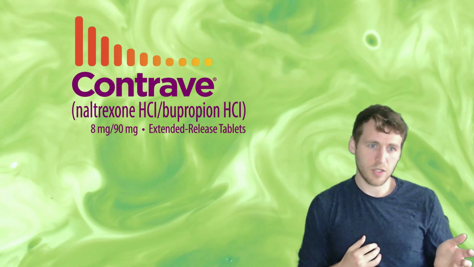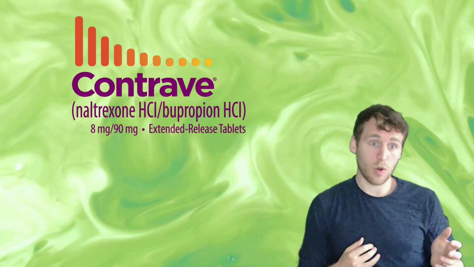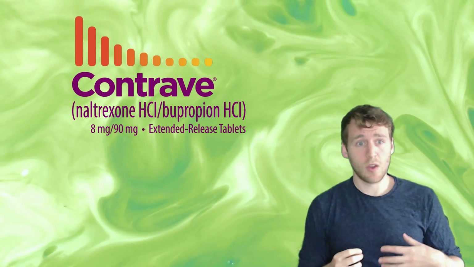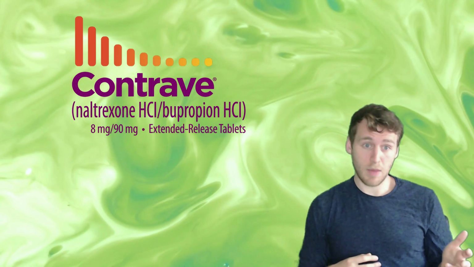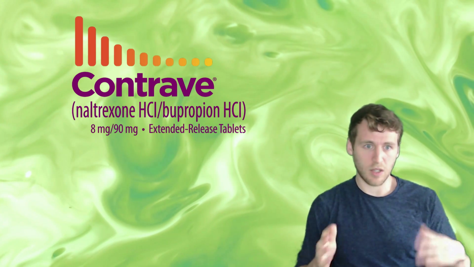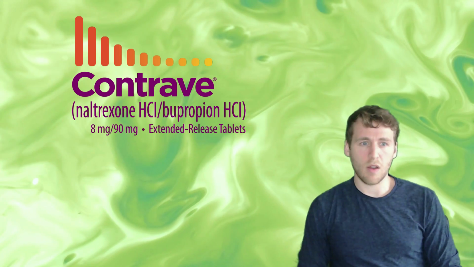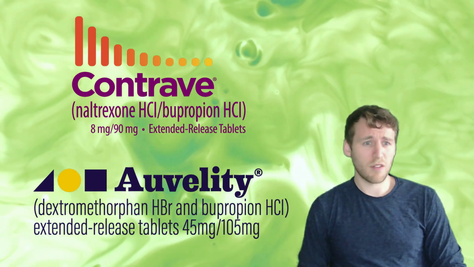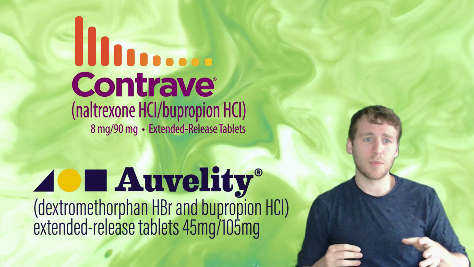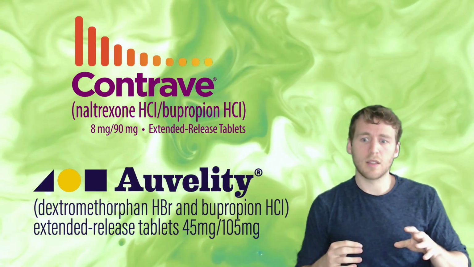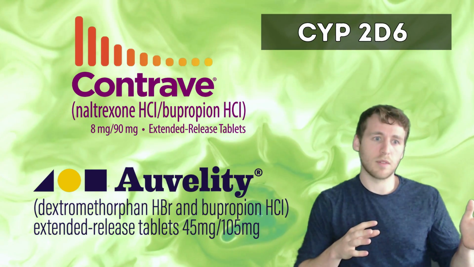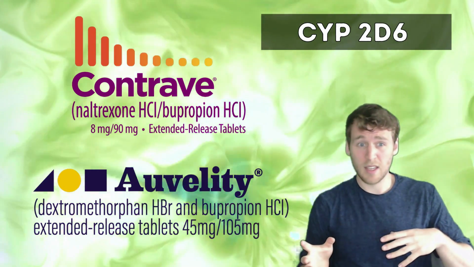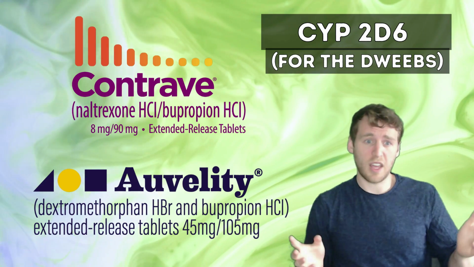And then the 2 combination formulations are Contrave, bupropion and naltrexone, and that's approved for weight management in adults with obesity or overweight individuals with weight-related medical conditions, diabetes, hypertension, all that good stuff. And then Auvelity, which is the combination with dextromethorphan, and the fun thing there is that bupropion inhibits the enzyme that dextromethorphan is metabolized by, so it'll increase the dextromethorphan.